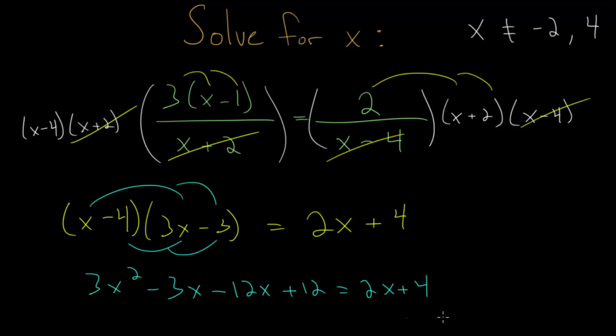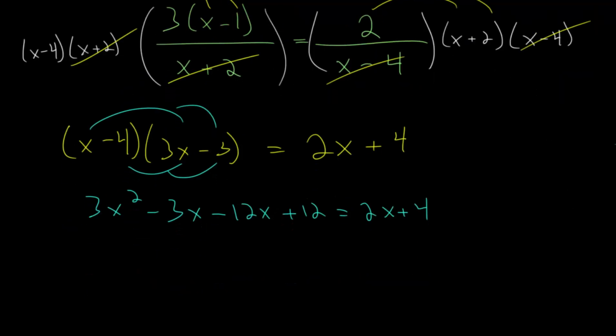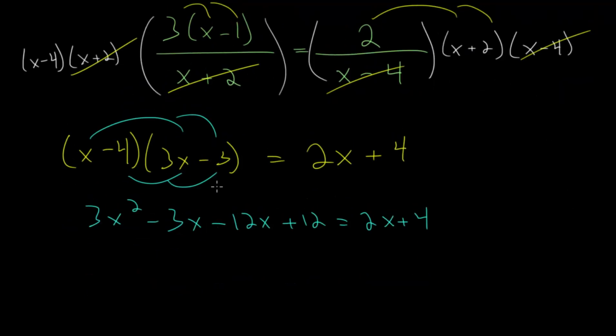And since we have a quadratic, we will move all of the x terms to one side of the equation. So let me just make a little bit more room here. Let's subtract 2x and 4 on each side of the equation. We get 3x squared, and this is minus 15x minus 2x, so that's minus 17x. This becomes a plus 8. This is equal to 0.